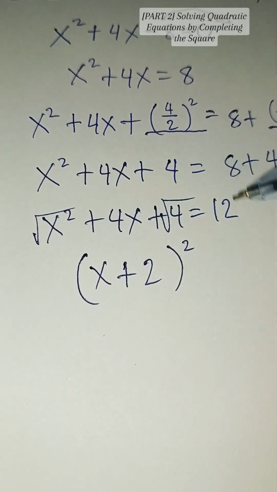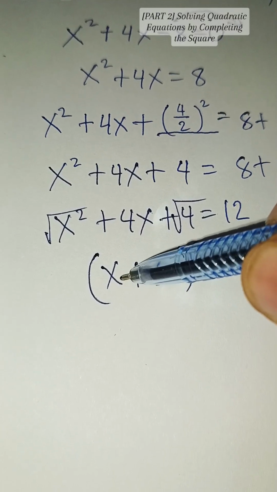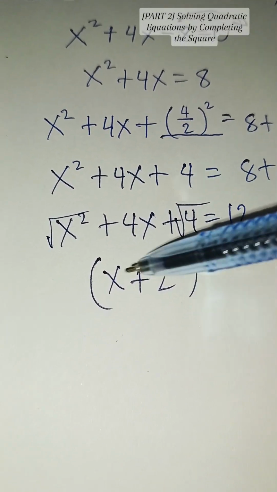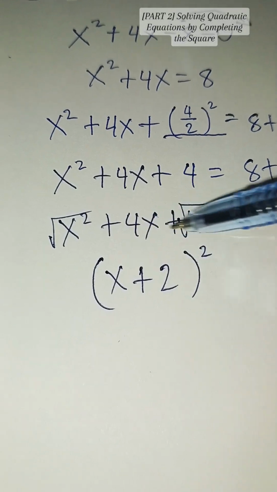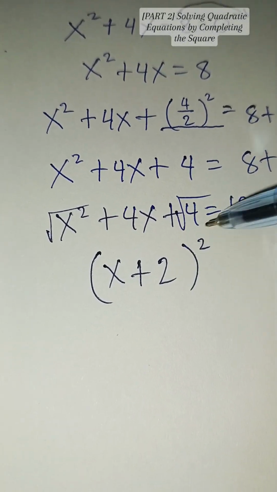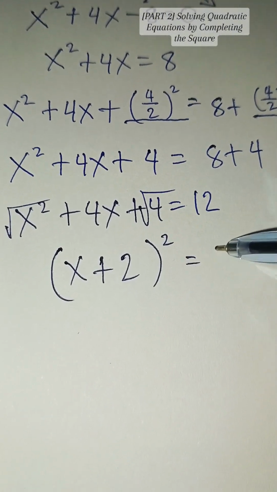To check if it is correct, first square the first term, x squared. Then multiply x by 2 to obtain the middle term: x times 2 is 2x, times 2 is 4x. Then square the last term, 2 squared equals 4. So it is correct. And that equals 12.